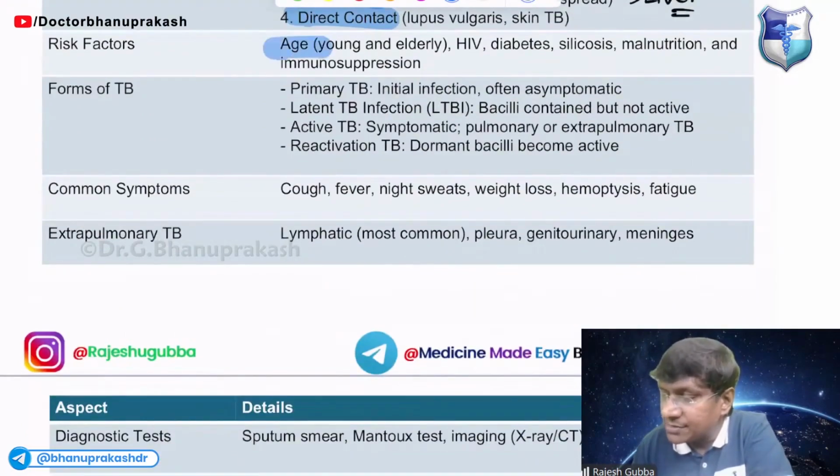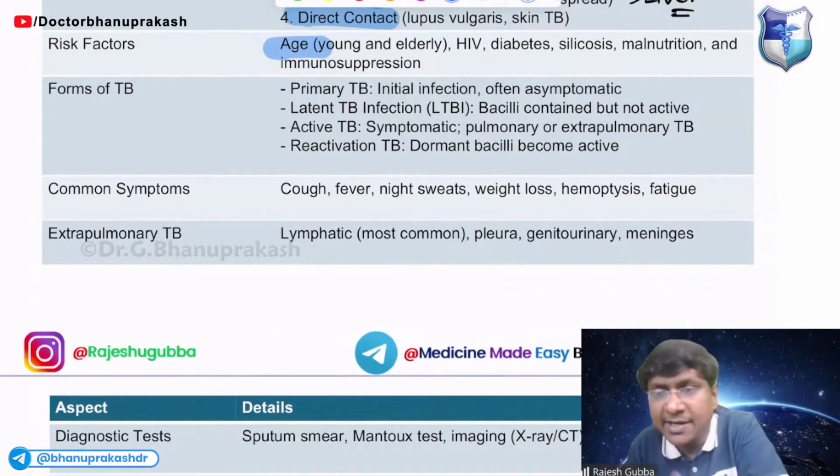Coming to the risk factors, one is age, either children or elderly individuals, because of immunocompromised states like HIV, diabetes, silicosis, and malnutrition. These are all the risk factors.